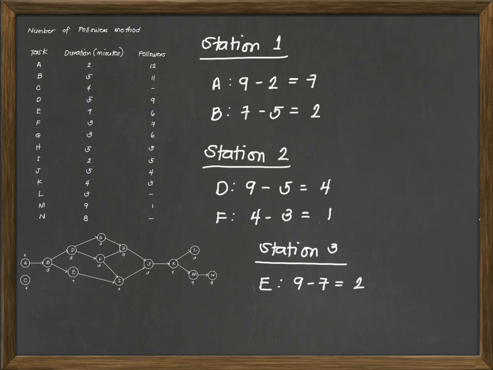So, si G, hindi na pwede. Si I, ang kailangan ni I ay si F and si E. And F is already at station 2 and si E ay currently naka-allocate kay station 3. So, ibig sabihin, we can maximize station 3 by adding si task I.